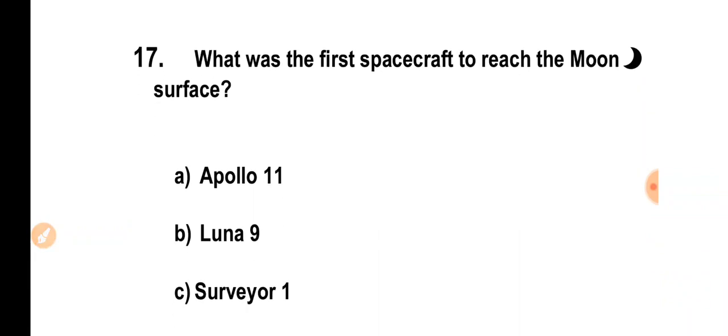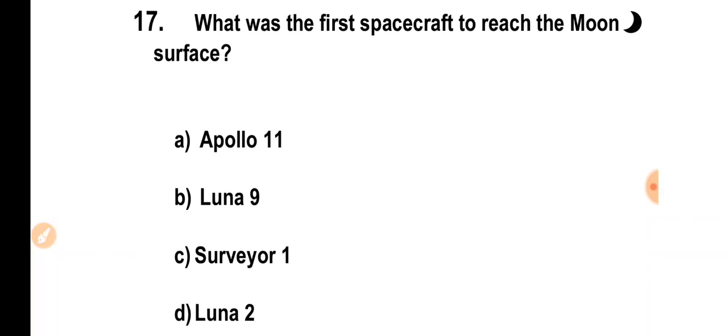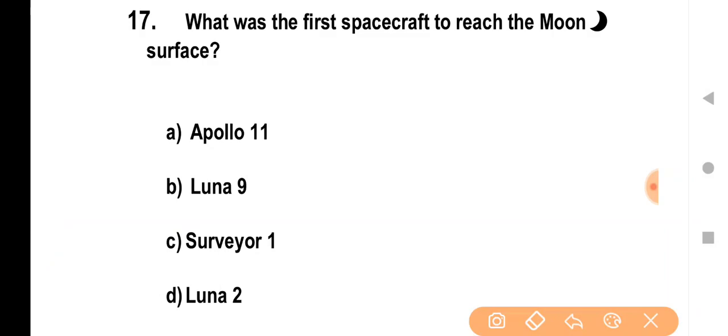And the next question is, what was the first spacecraft to reach the moon surface? And the answer is D, Luna 2. Next.